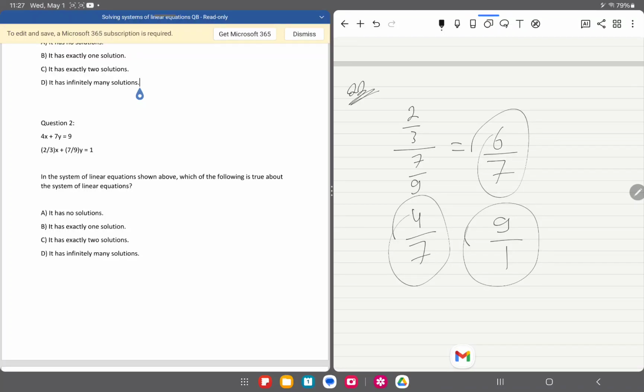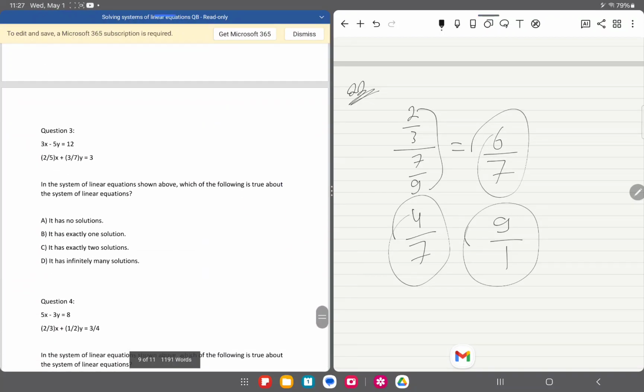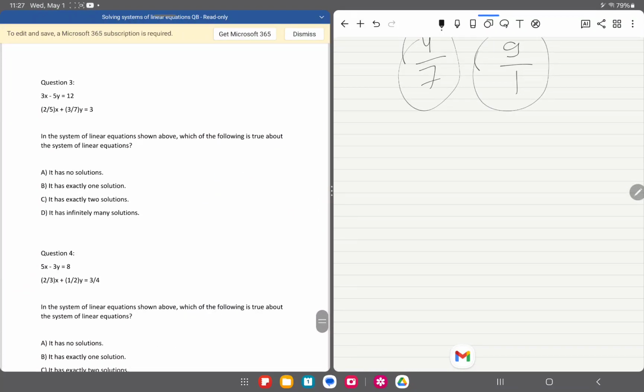9 times, okay. 9 times 3, 9 times 2, 18, 3 times 21. 18 over 21. 6 over 21 over 4 over 21. 6 over 21. No. Okay. Now, let's go over here.